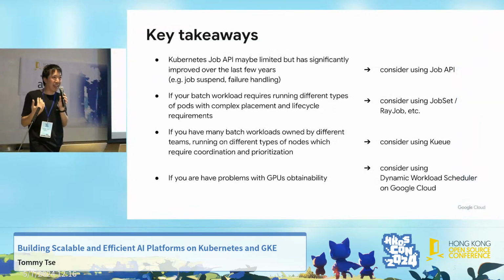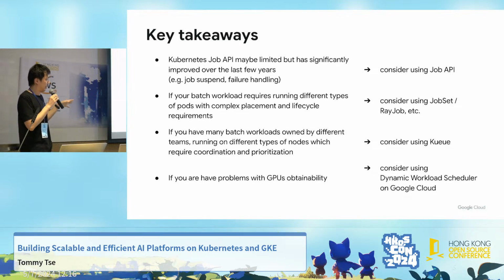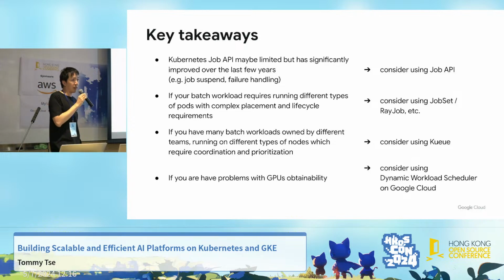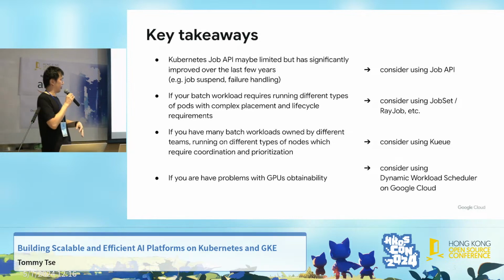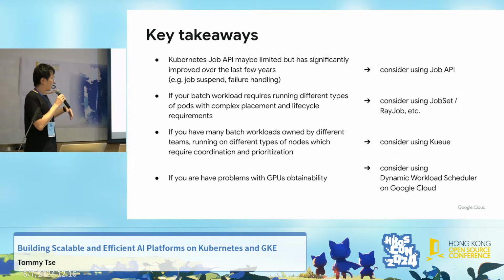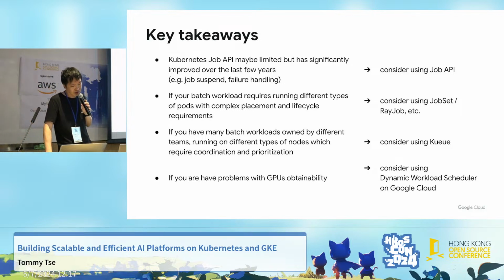So the job APIs have been enhanced a lot throughout the previous years in Kubernetes. It also supports job suspend and failure handling. It's much better, so if it's a simple batch job, you can just use that. If it's something more complex like what I showed, with multiple different templates, you can consider JobSet or RayJob. And if you've got many batch jobs, like in one of the demos I showed you, and you require different kinds of resources, then Kueue is a good way to manage that execution. And if you've got problems with GPU obtainability, then DWS on Google Cloud will help you.